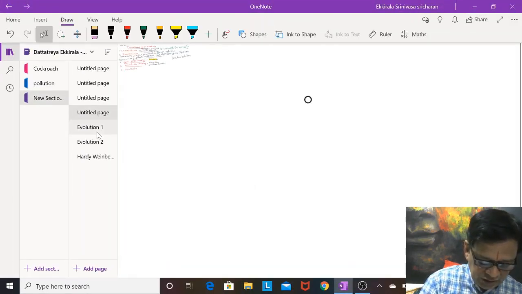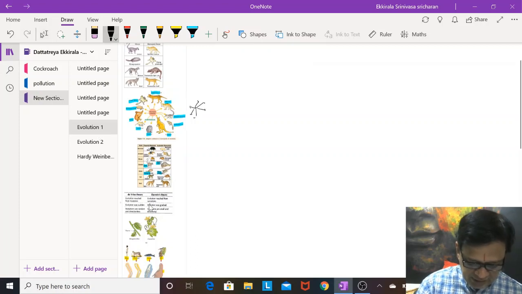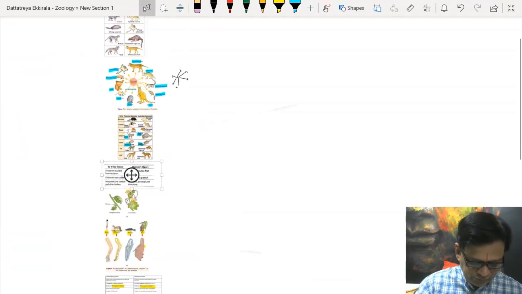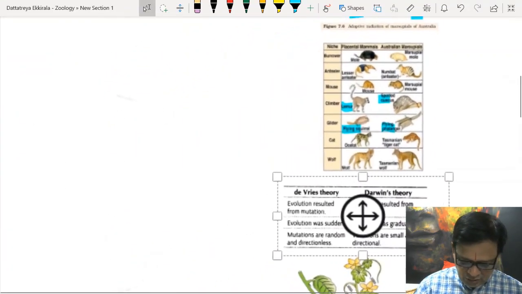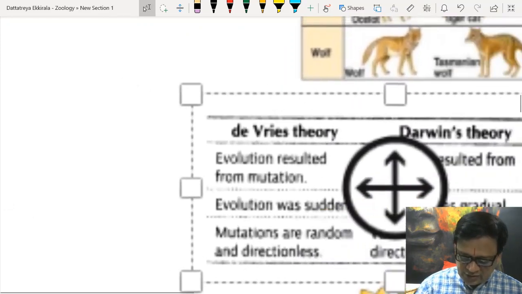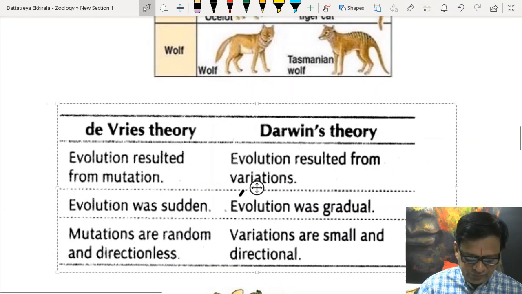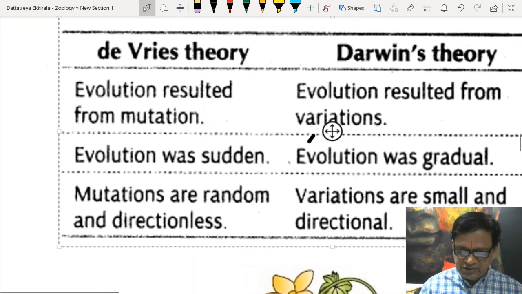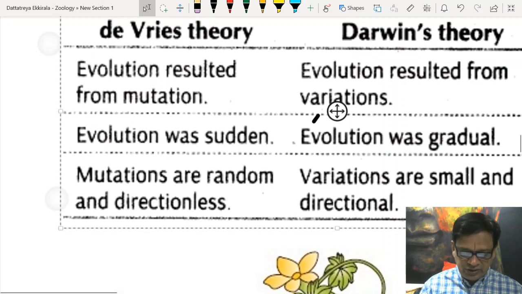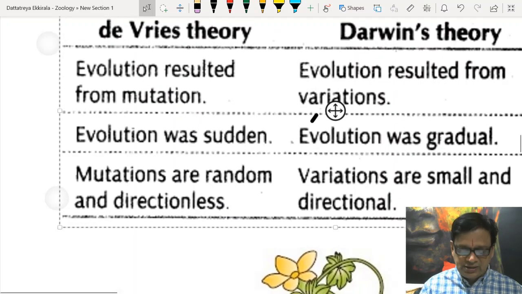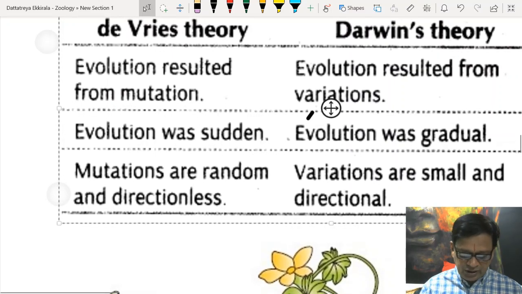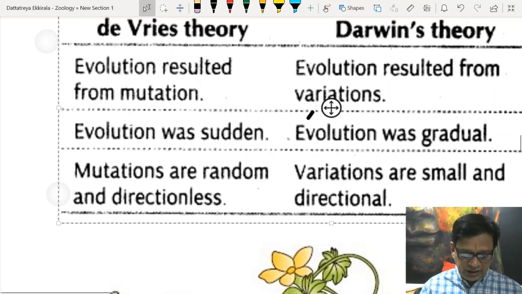So a combination of these two means, if you take de Vries' concept, evolution resulted due to mutation, and Darwin's theory, evolution results from variations. In De Vries' view, evolution is sudden, and in Darwin's theory, evolution is gradual. And mutations are random and directionless.